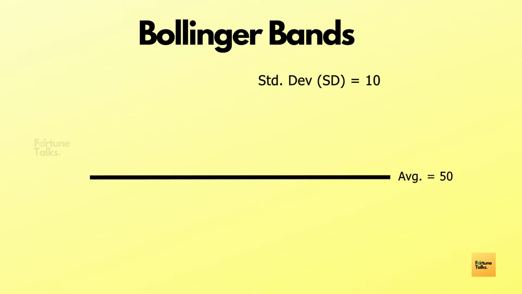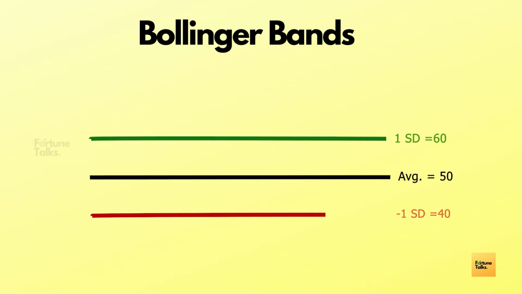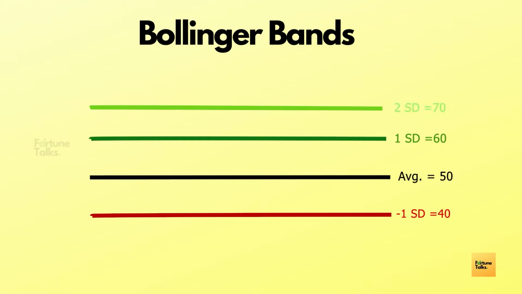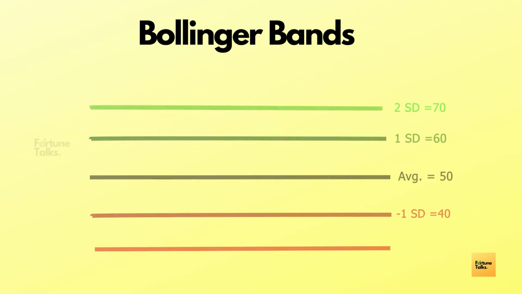Let's say, for example, the average or mean value is 50 rupees and the standard deviation is 10 rupees. Then for the first standard deviation, the upper band will be 60 rupees and lower band will be 40 rupees. And for the second standard deviation, upper band will be 70 rupees, lower band will be 30 rupees. So actually we are predicting the future prices with Bollinger Bands.